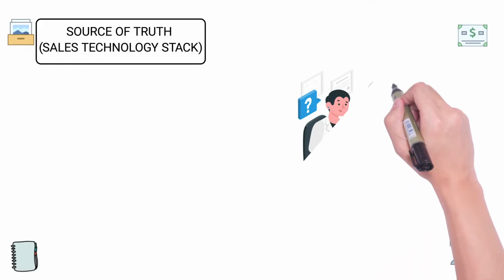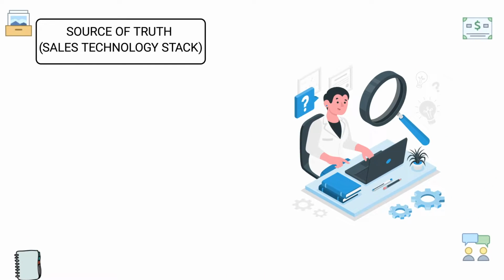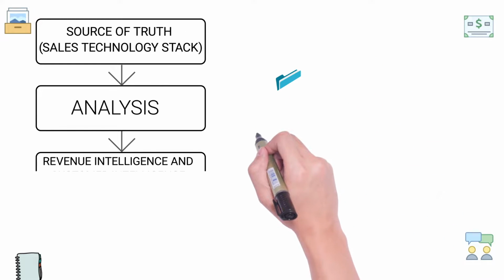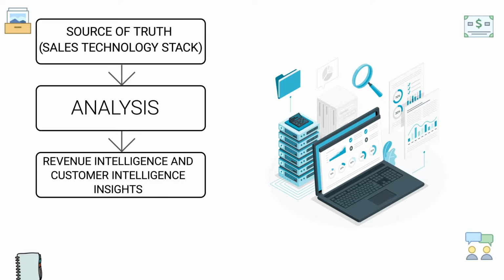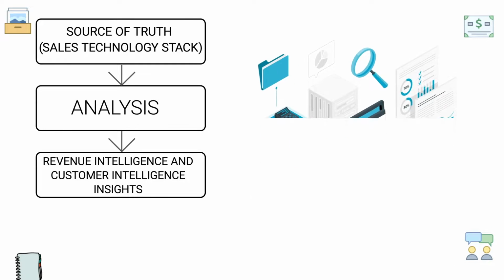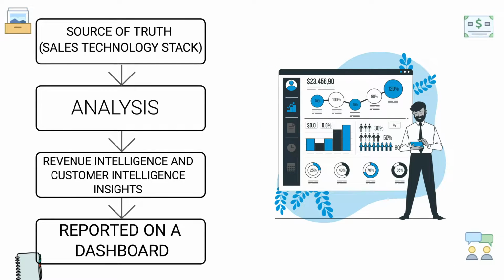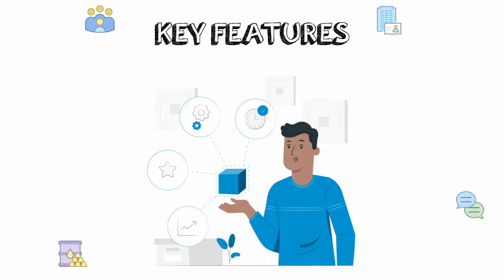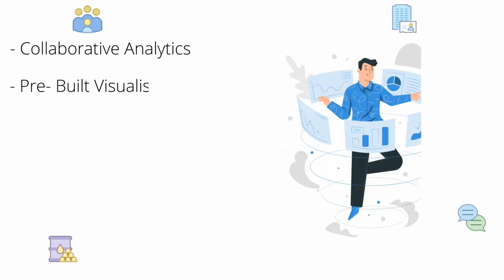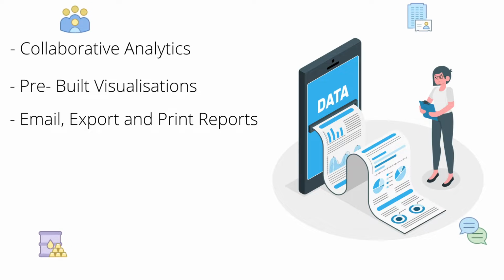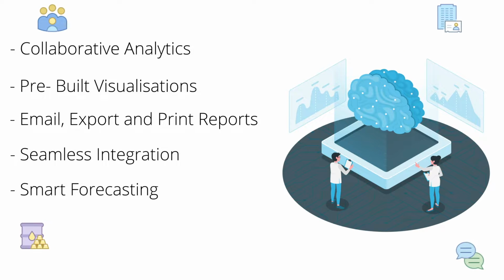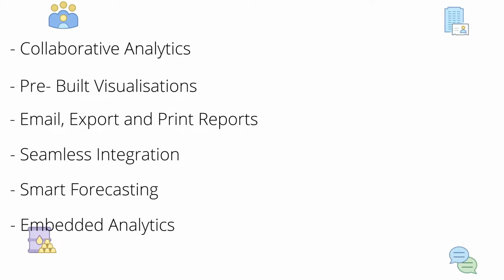A typical sales analytics tool extracts data from different sources of truth in the sales technology stack and analyzes it. The analyzed data is presented in the form of revenue intelligence and customer intelligence insights and reported on a sophisticated dashboard. Let's talk about the key features of a typical sales analytics software. Collaborative analytics, pre-built visualizations, email, export, and print reports, seamless integration, smart forecasting, embedded analytics.